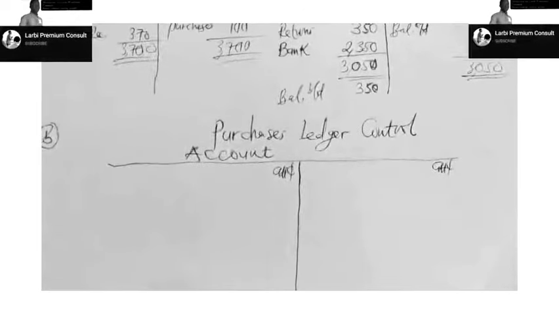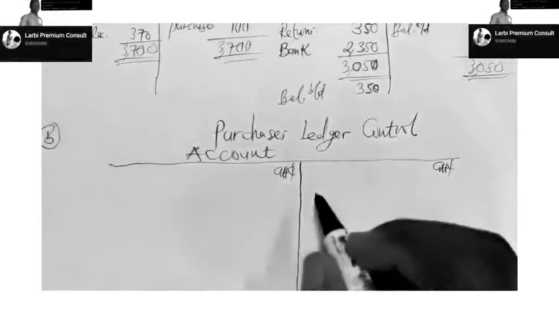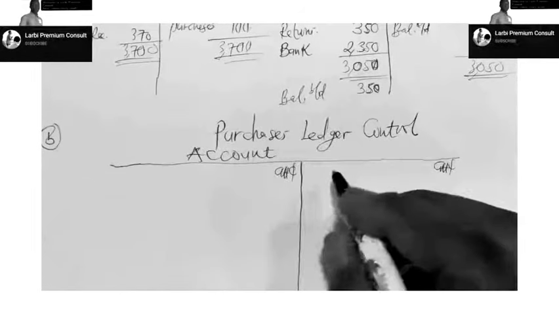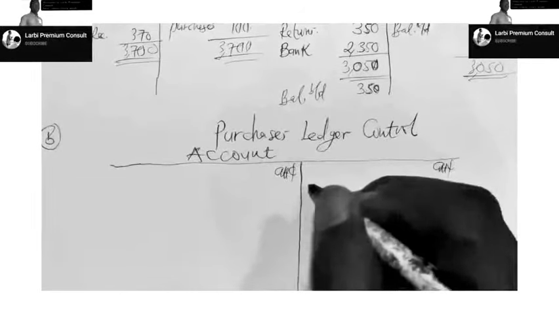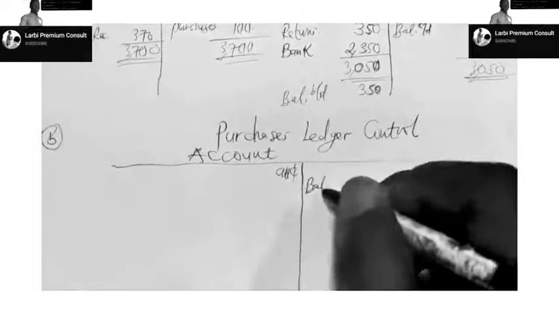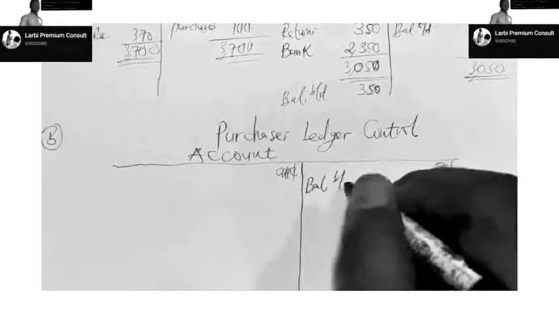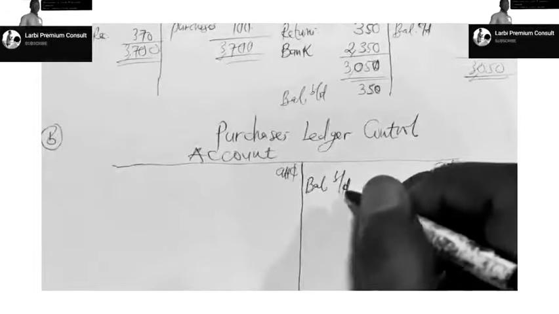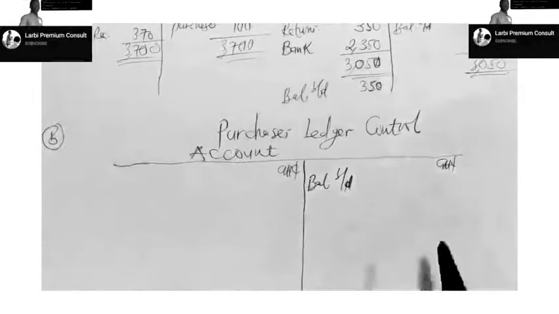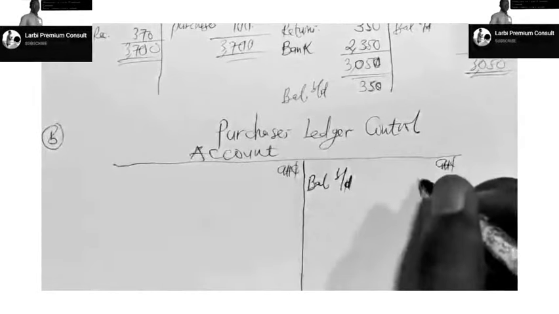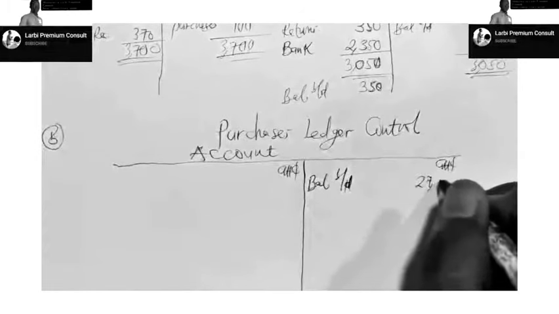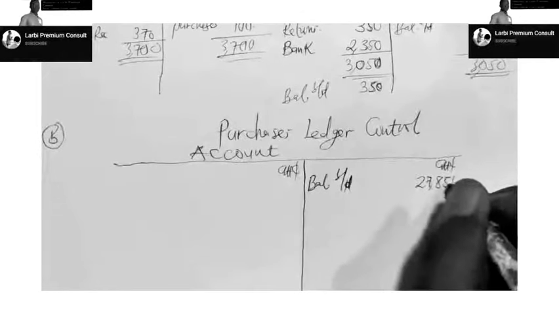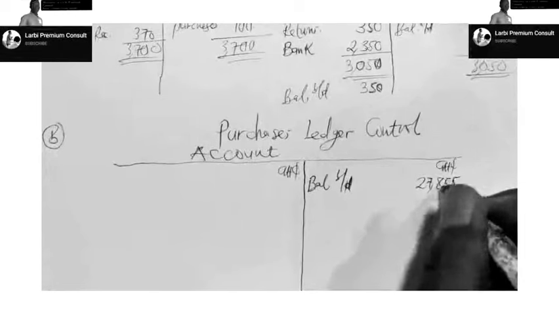So let's see. When I add the credit side for these suppliers, the opening balance, I had balance brought forward or balance brought down. So that's similar to understand. So I'm going to add. So I had 27,855. Let's see whether you also get the same thing.